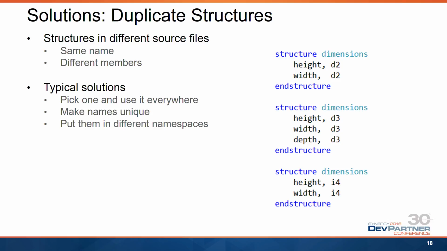Duplicate structures is another common issue that you can start running into. So structures in different source files that have the same name but do different things, have different members. In Synergy.NET, everything's in a single compilation unit now, and they're going to bump up against each other. So typically renaming things, refactoring things, picking which. If they're all similar and you could use one, then get rid of the others and use one, or you might need to start renaming some things potentially.